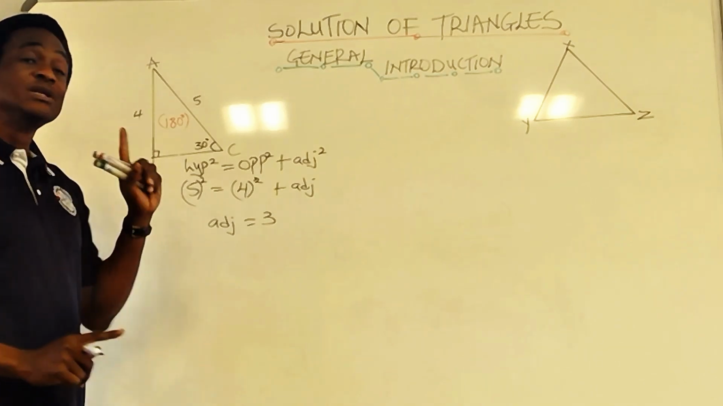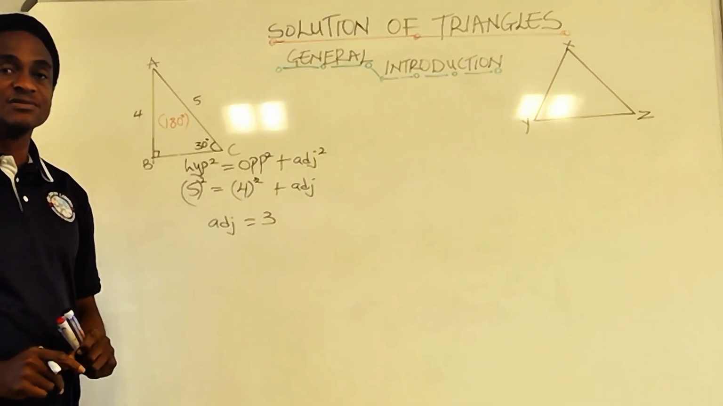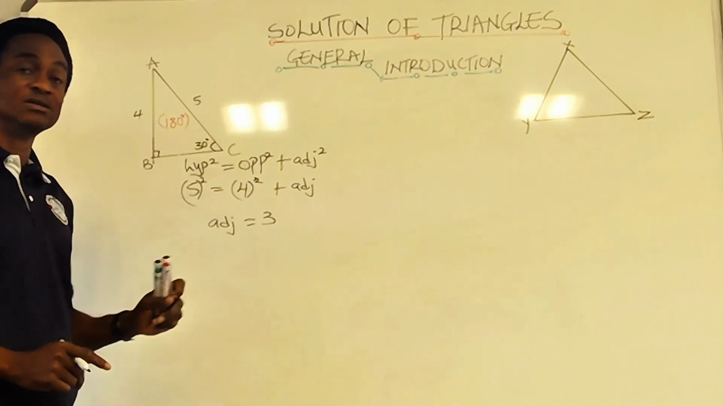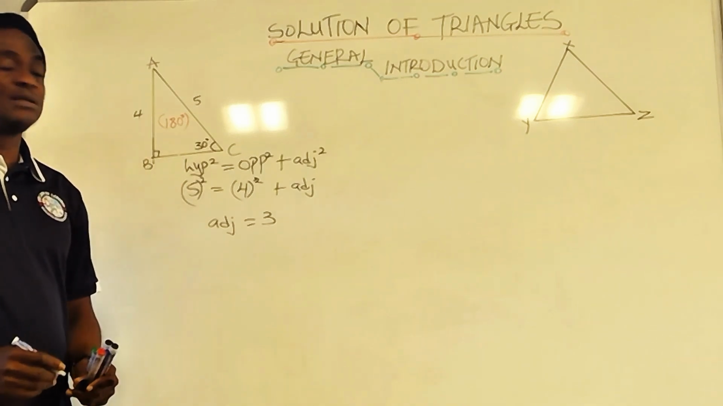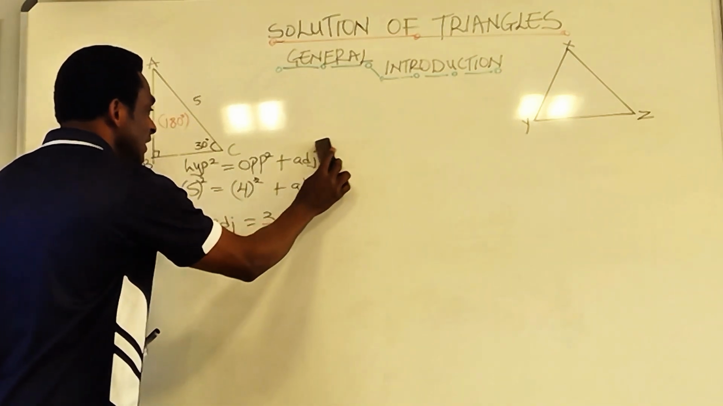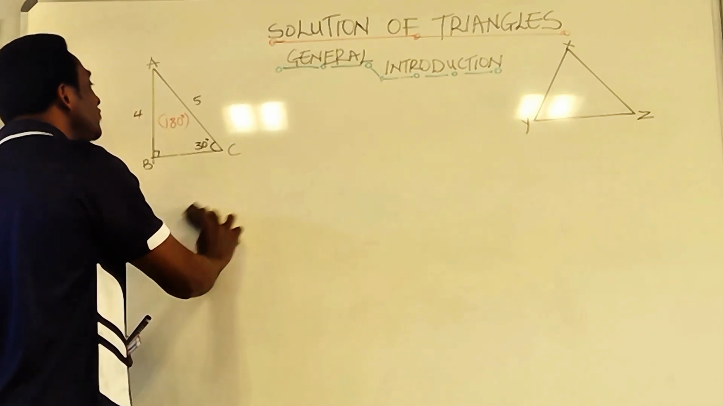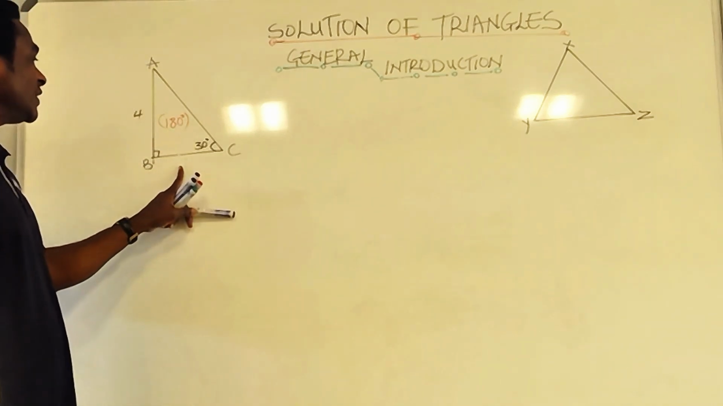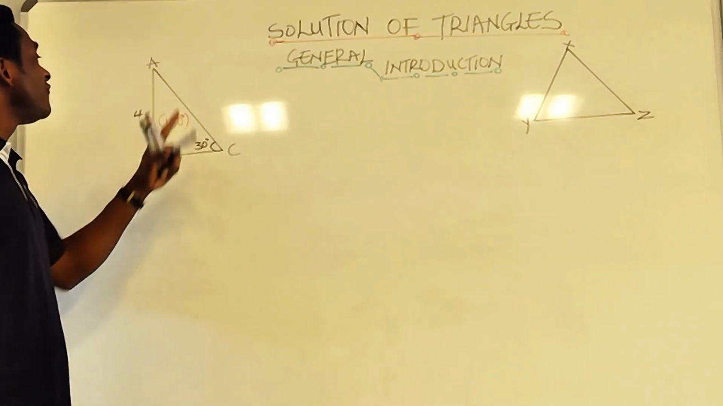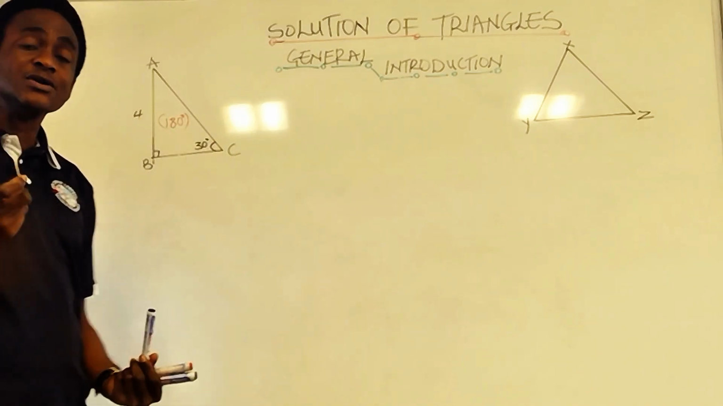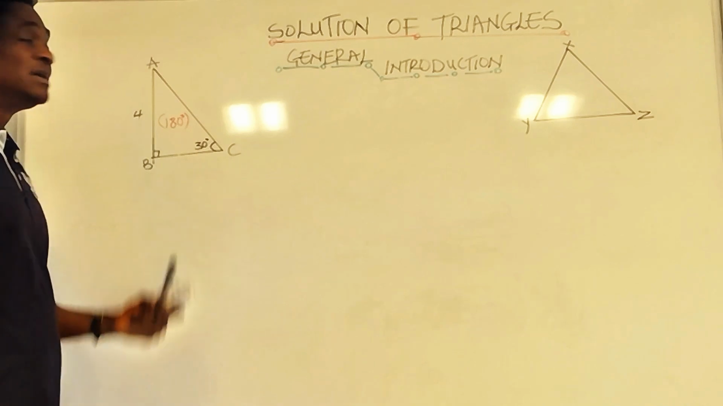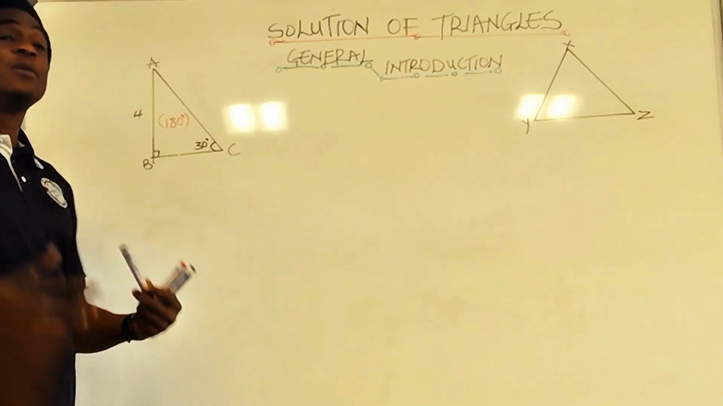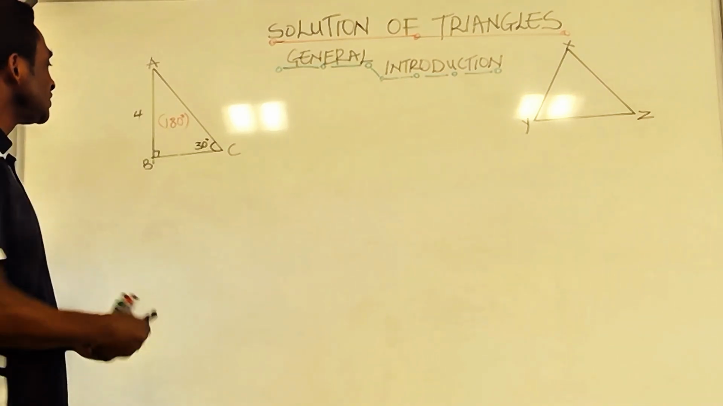In this case, the length of two sides was given in a right-angled triangle, and we are required to get the third one. Now the question is, what if we are given angles but only the length of one side, and we are asked to find the length of the other? We don't have two sides, so we cannot use our Pythagoras theorem. So what do we do? We apply the second approach, which is SOHCAHTOA.